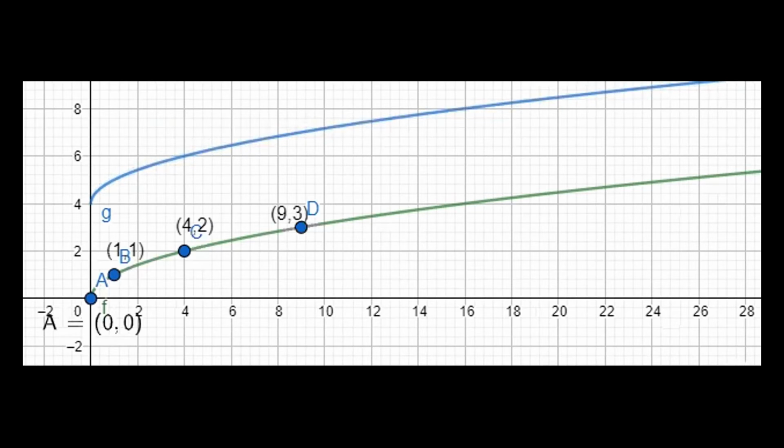So now we've got 0, 4. We've got 1, 5. We've got 4, 6. And we've got 9, 7.